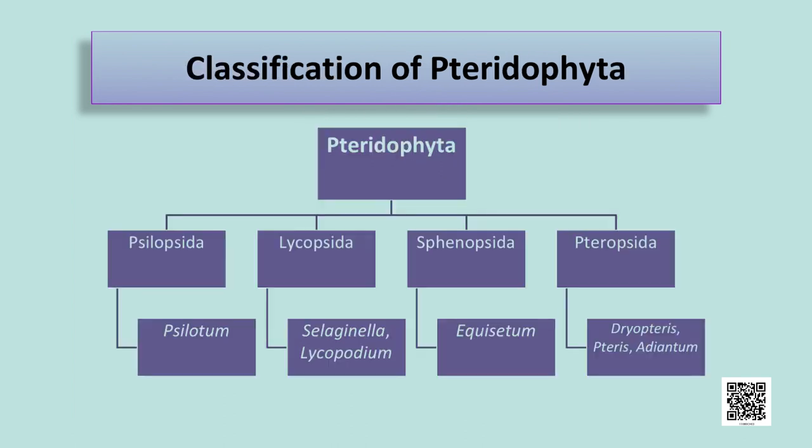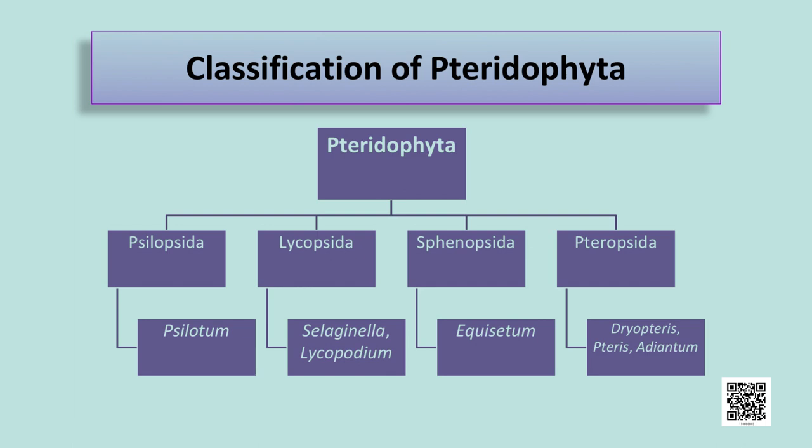Pteridophyta are classified into four main classes. The first class is Psilopsida. This class is considered the most primitive one and the members are known only as fossil plants. An example is Psilotum. The next class is Lycopsida. They are commonly known as club moss. An example is Selaginella. The third class of Pteridophyta is Sphenopsida, commonly known as horsetails.